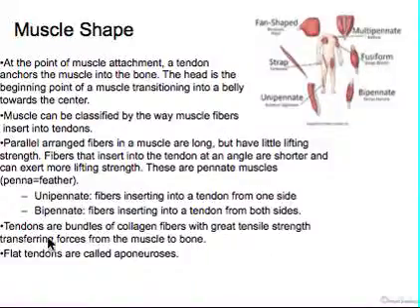Tendons, to just talk briefly about that since we haven't probably talked about that yet, are bundles of collagen fibers with great tensile strength. And they transfer the force from the muscle to the bone. We have flat tendons some places, like in the thigh on the outside, we have this IT band. That's a flat tendon, and we call that an aponeurosis. I know, aponeurosis, weird term.